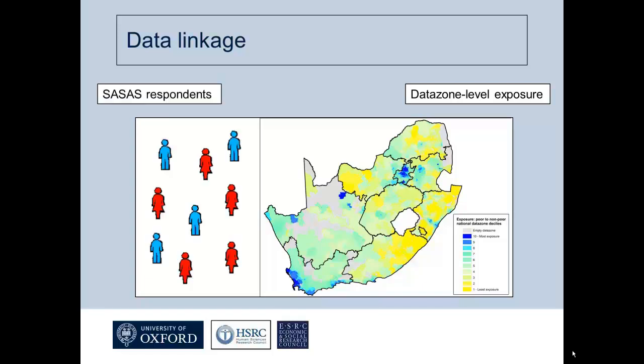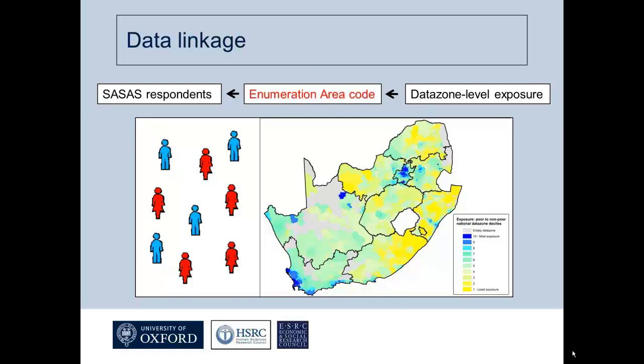We also have individual level respondents in the South African Social Attitudes Survey. What we need to do is to merge these two datasets together. Now, unfortunately, the SASAS, the South African Social Attitudes Survey, does not contain a data zone level code or identifier within the dataset.